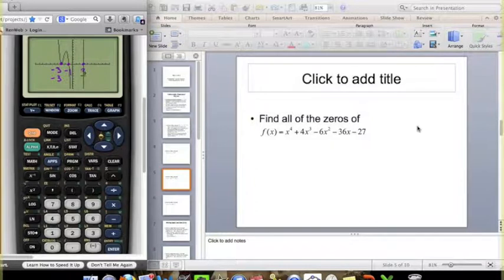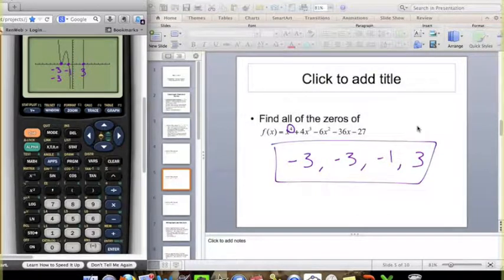3. So we found 4 answers then, since that bounce gets to count double. So we've got answers of -3, -3, -1, and 3. And the x to the 4th equation should have 4 answers. So we're done with that one. There's no imaginary, so there's no work to do. The calculator does all the work for us.